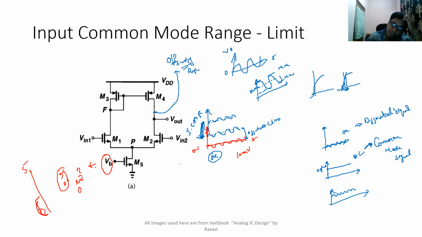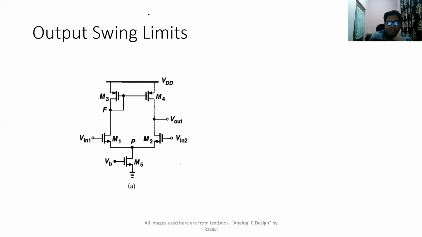So there are three limitations you need to take into account. One is the bias voltage which you apply here. Second is the input common mode range which you are applying to the signal. And the third is the output swing which you are getting at this output node. Now let us try to find out the values or the limits on these. We will first start with the output swing limits.